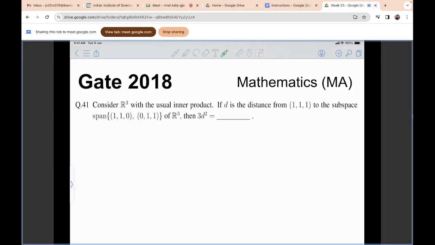Okay, so today we'll solve GATE 2018 question number 41, a question from functional analysis. Consider R3 with the usual inner product, and D is the distance from (1,1,1) to the subspace spanned by the two vectors (1,1,0) and (0,1,1) of R3. Then you have to find 3D squared, where D is the distance from this point to the subspace.